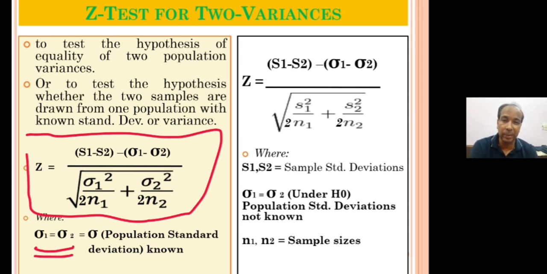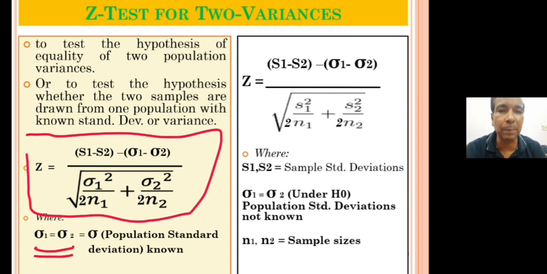Here S1 minus S2, where S1 is the standard deviation of sample 1. Obviously samples are very large, so they can be equated with the population standard deviation. So S1 minus S2, that is the standard deviation of sample 1 minus the standard deviation of sample 2, minus sigma 1 minus sigma 2, which becomes 0 under the null hypothesis, upon the standard error, that is sigma 1 square upon 2n1 plus sigma 2 square upon 2n2.